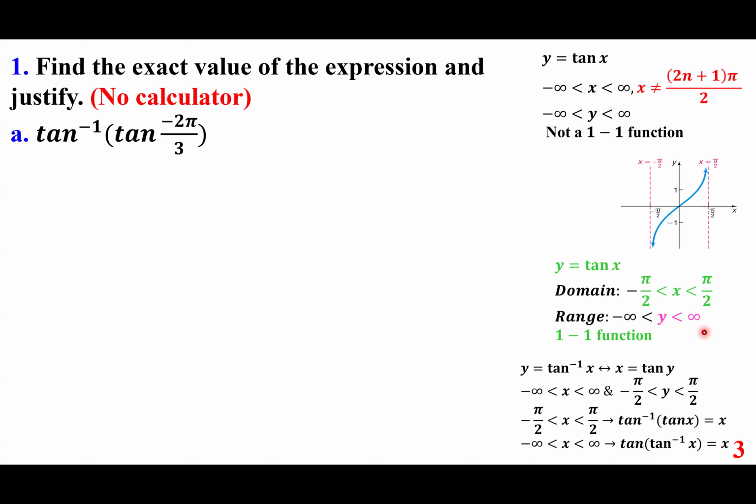So they interchange. And so for tan inverse of tan x to be x, this x must be between negative pi over 2 and pi over 2, which belongs to tan x. For tan of tan inverse of x to be x, this x must belong to tan inverse, between negative and positive infinity. And so right here, that's what we are dealing with here.